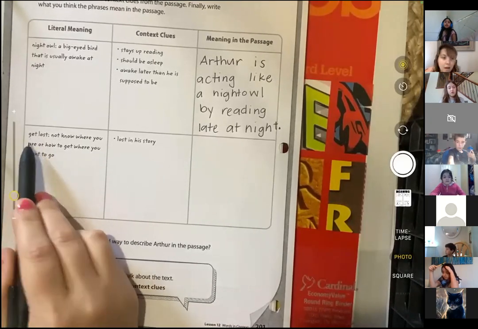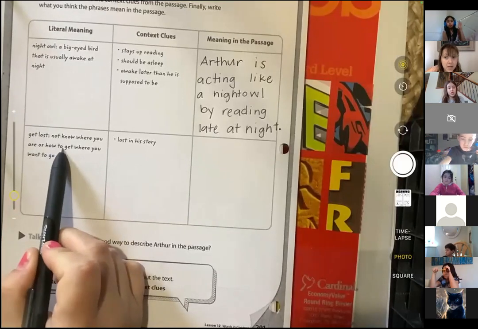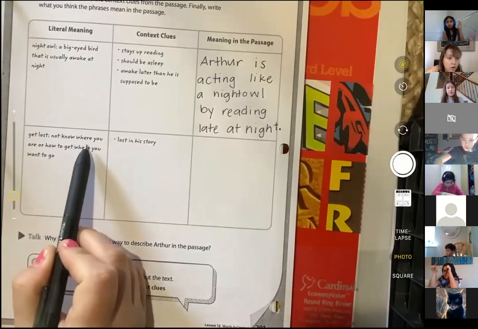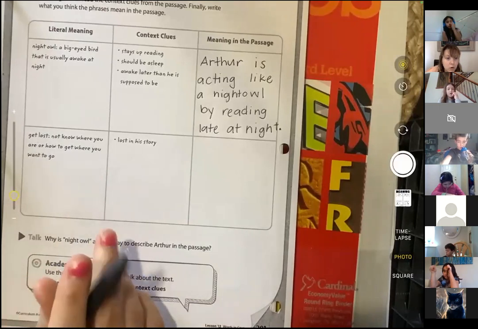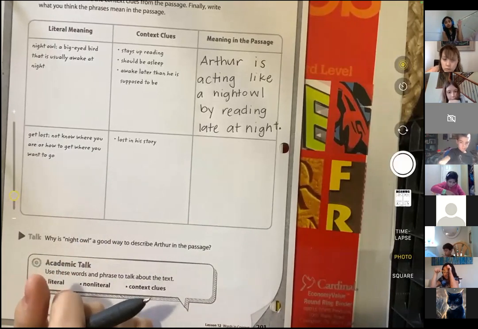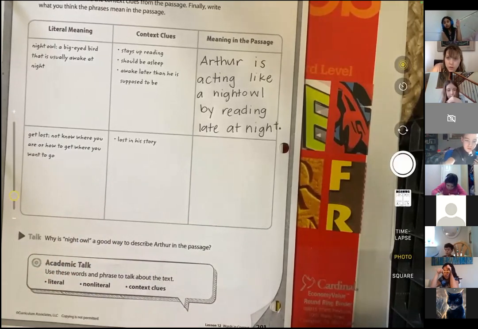So it says get lost. The literal meaning of get lost: not know where you are or how to get where you want to go. Okay, I want to pause there. Trisha, you have a question? No, I wanted to answer it. Okay, so just hang on a second. Let me finish reading.